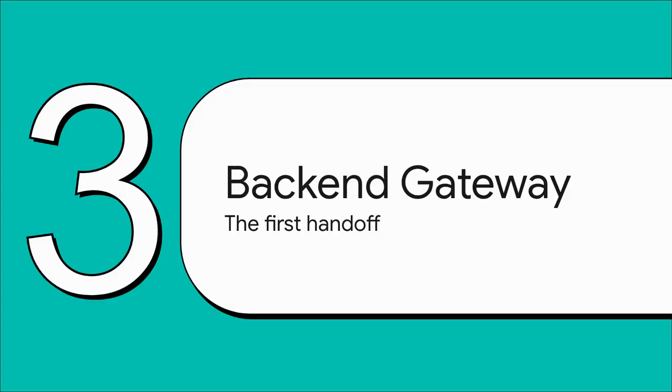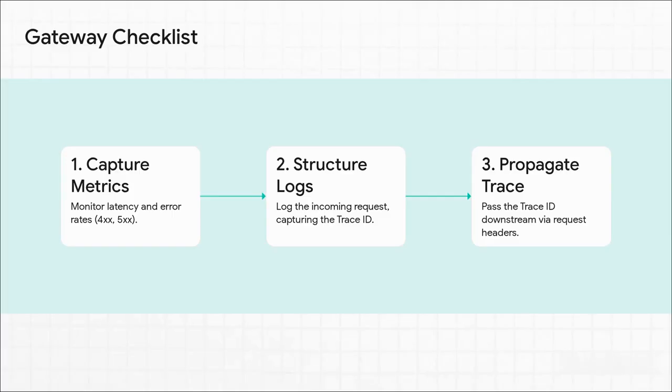And just like that, the request has left the safety of the user's browser, and it's just hit the front door of our system. Could be an API gateway, maybe an application load balancer. This is the first critical handoff, and we absolutely cannot afford to drop our tracking number here. And would you look at that? Our pattern repeats. We capture metrics, things like latency and error rates. We structure our logs to grab that trace ID right from the incoming request headers. And then, the critical step, we propagate it. We pass that exact same ID downstream to the next service. And boom, we've carried the trace across its first border.